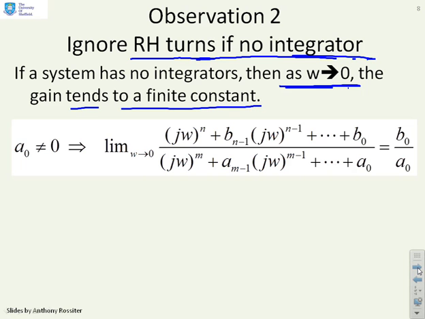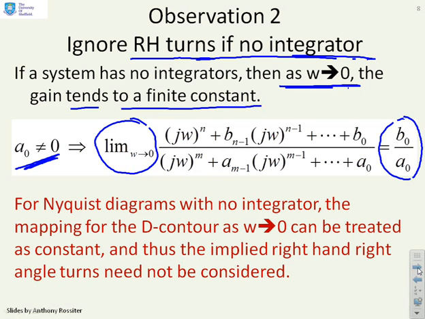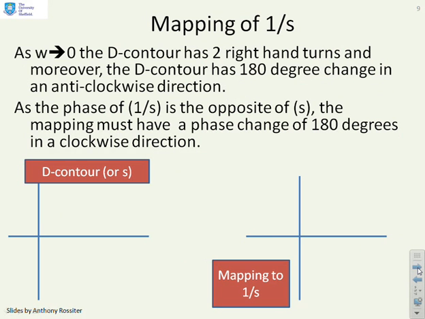Now, why is that? You'll see here, if we do the limit as omega goes to 0, and we're assuming there's no integrator, so the constant in the denominator is not 0, then the limit we're going to get is b of 0 over a of 0, which is a finite number. And therefore, for Nyquist diagrams with no integrator, the mapping for the D contour as omega tends to 0 can be treated as a constant, and thus again the implied right-hand angle turns need not be considered. So when do we need these right-hand turns? Well, we need them when we have integrators.